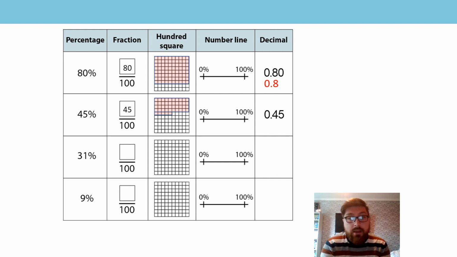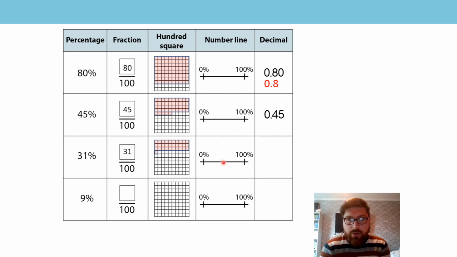Okay. Next one, 31%, represented as a fraction, would be 31 hundredths. And on our 100 square, I would need to shade in 31 squares, wouldn't I? Okay, so I've shaded in 3 rows of 10 and 1 by itself there. Okay, so 31 squares. On a number line again, we know that 50% is here.